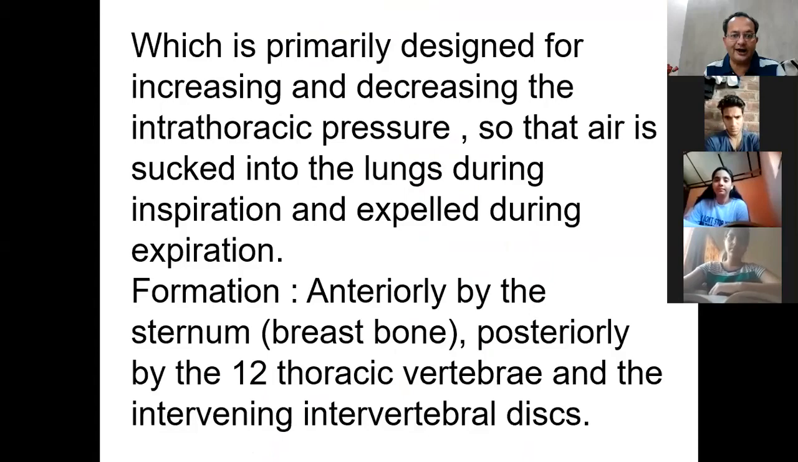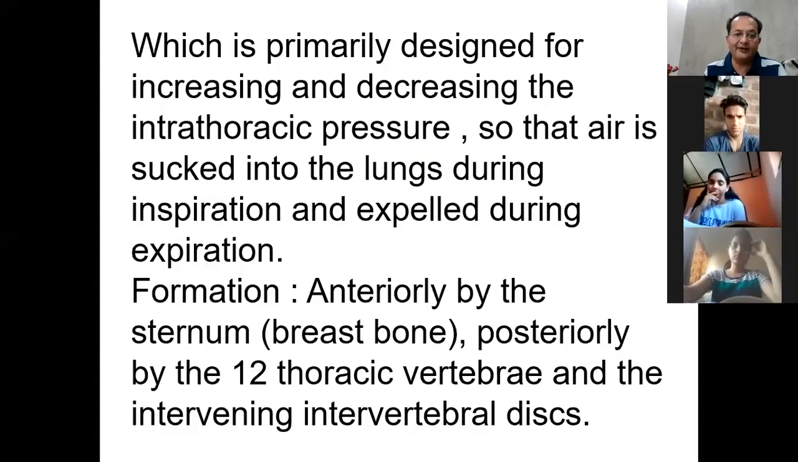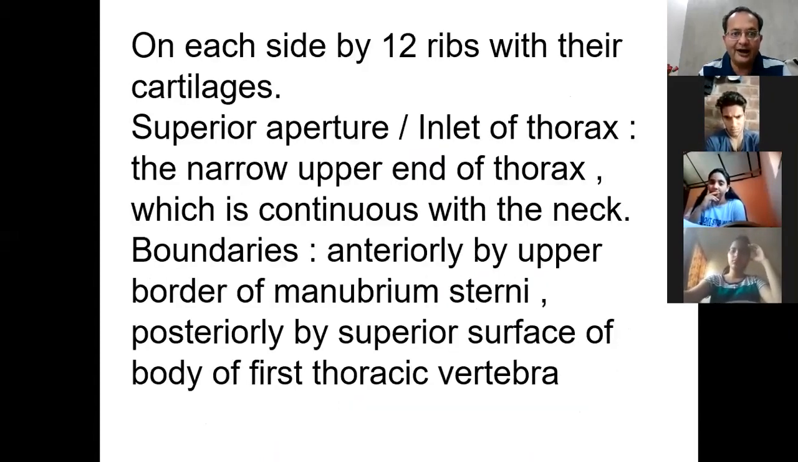Formation of the thoracic cage: anteriorly by the sternum. The sternum is also known as the breastbone because it overlies the breast. Posteriorly by 12 thoracic vertebrae and the intervening intervertebral discs, and on each side by 12 ribs and their cartilages.